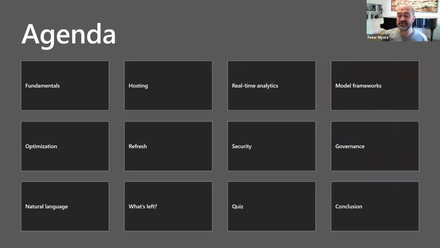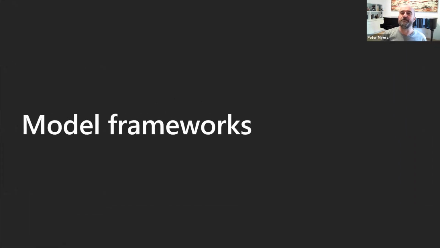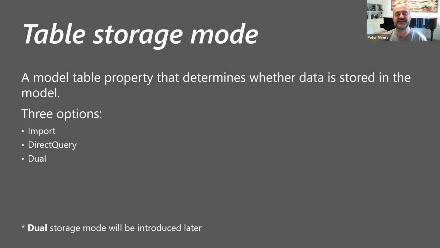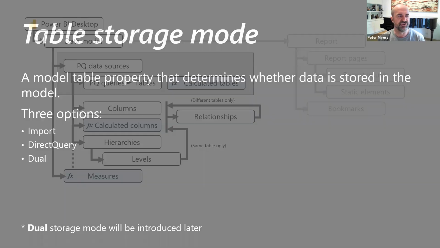So that concludes the topic of real-time analytics. And then it brings us to perhaps one of the bigger areas for discussion, and certainly where we find a lot of confusion or misunderstanding about what you can do as a data modeler. So the opening term to discuss here is that tables in a tabular model have a property known as the table storage mode, and that you have 3 options: import, direct query, and dual.